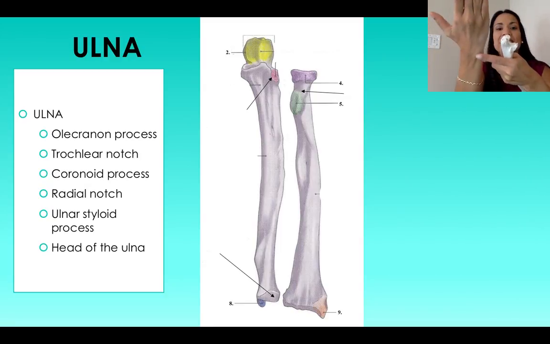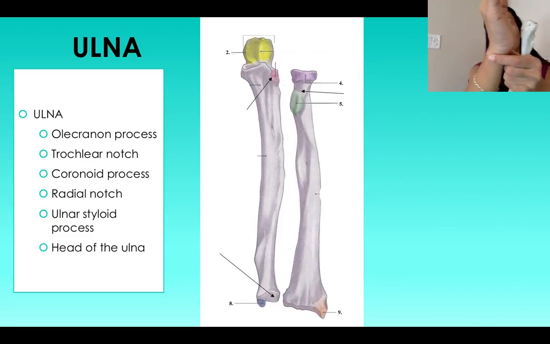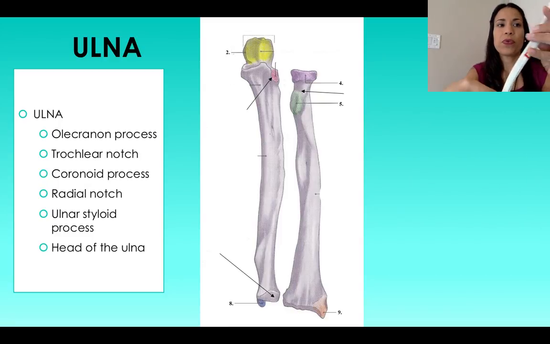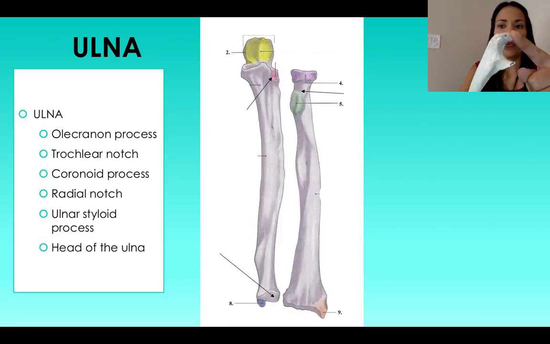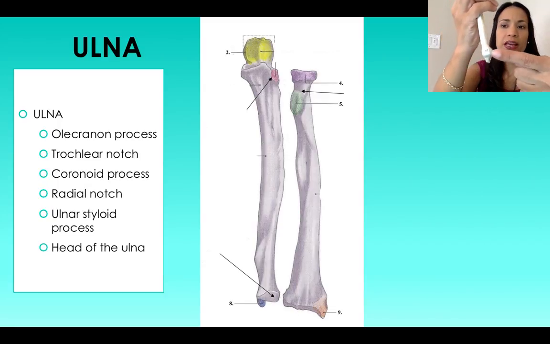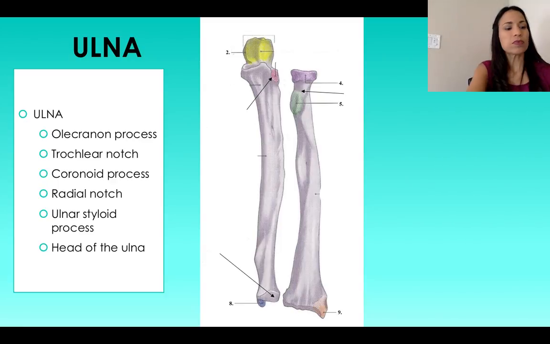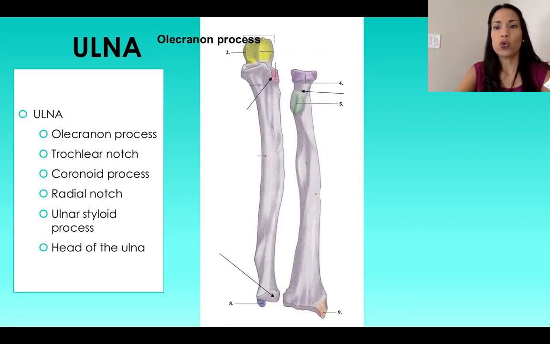Okay, and this styloid process can be palpated right here on your wrist. Okay. So again, olecranon process, coronoid process, in between the trochlear notch. This is the radial notch, the head of the ulna, and the styloid process of the ulna. Let's describe now the radius, which is the lateral bone. Oh, look at that.